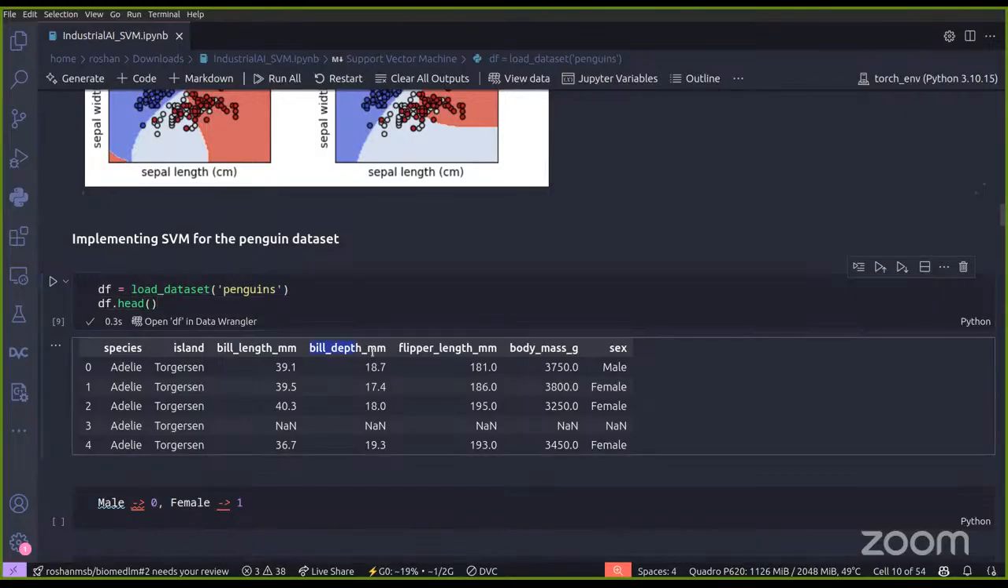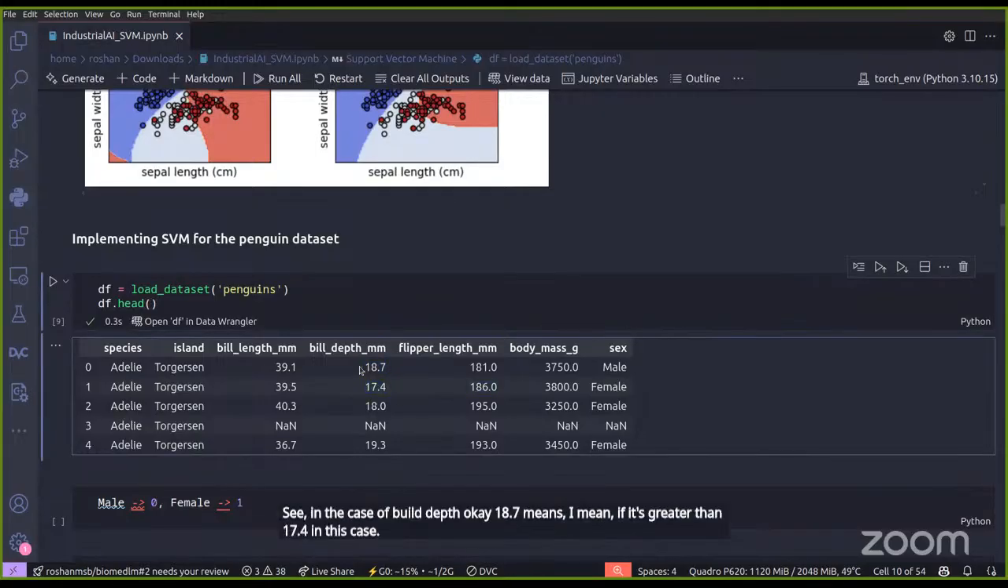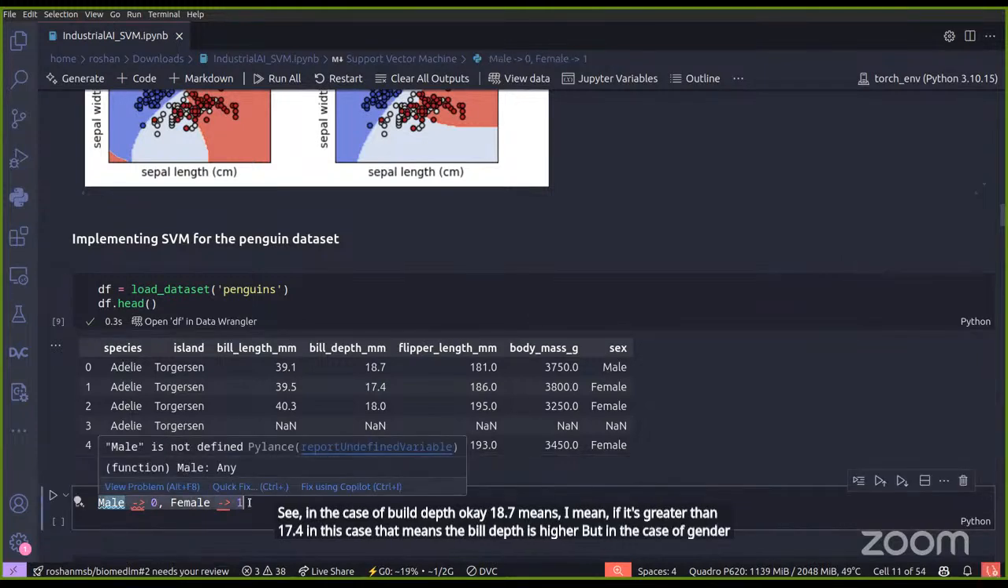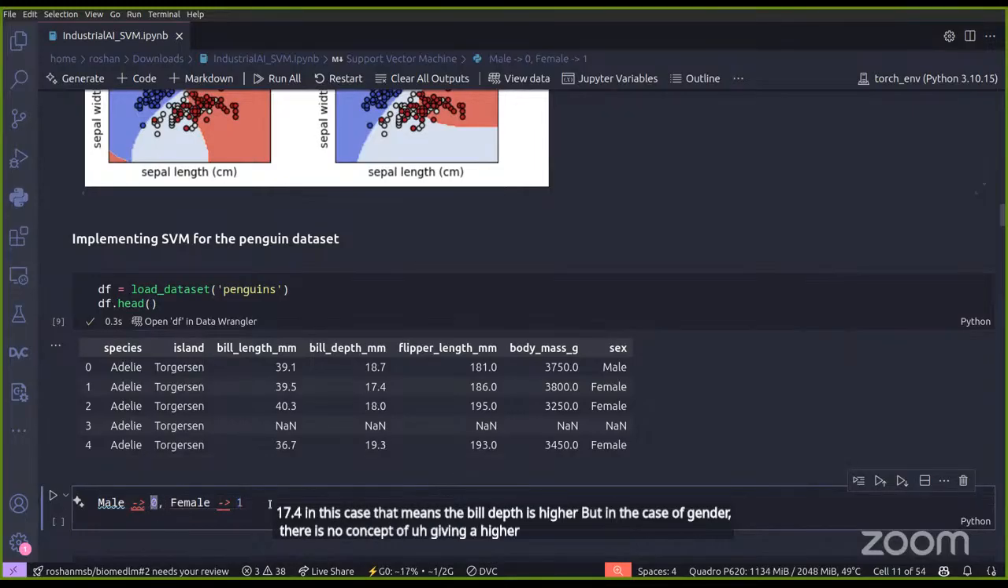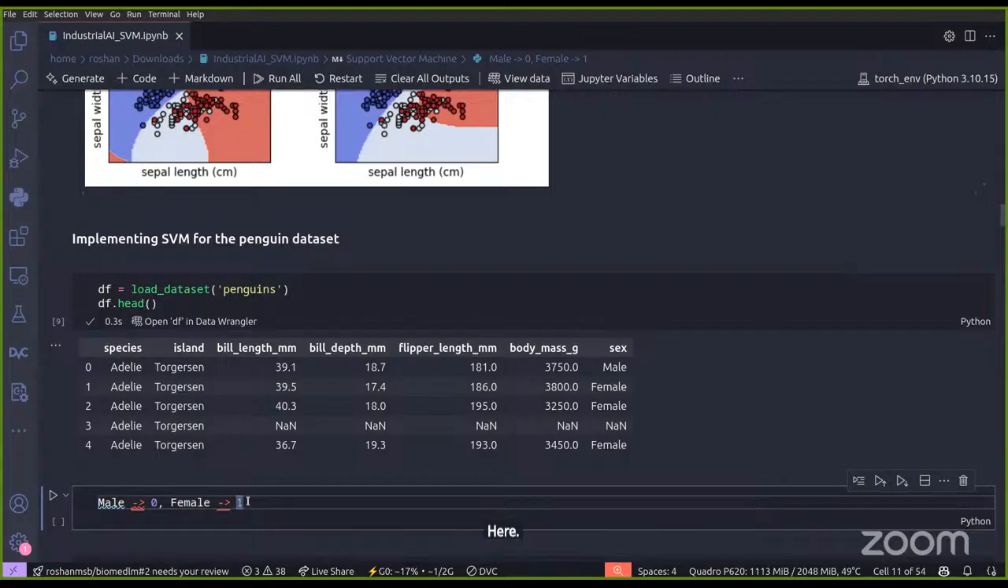See, in the case of build depth, 18.7 means, if it's greater than 17.4 in this case, that means the build depth is higher. But in the case of gender, there is no concept of giving a higher value to male and lower value to female, or the other way around. Here, one indicates that there is higher weightage given to female than male. But there is no concept of that in categorical variables.